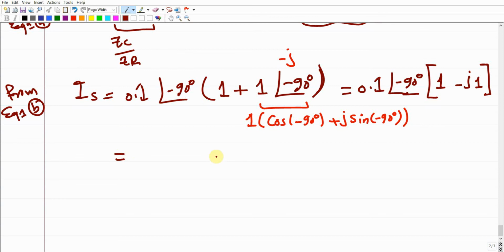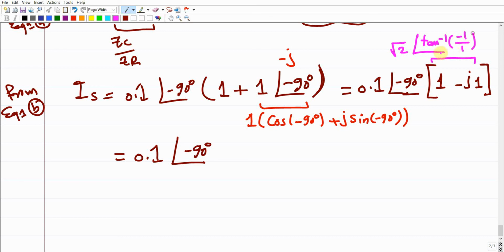So this is gonna give us the 0.1 angle of negative 90 degrees. This term in the polar form will be converted into the square root of 1 squared plus 1 squared. This is gonna give us square root of 2, right? And the angle is gonna be the tan inverse of what? Of negative 1 over 1, because the imaginary is negative 1 and the real is 1. So the tan inverse of negative 1 gives negative 45 degrees.